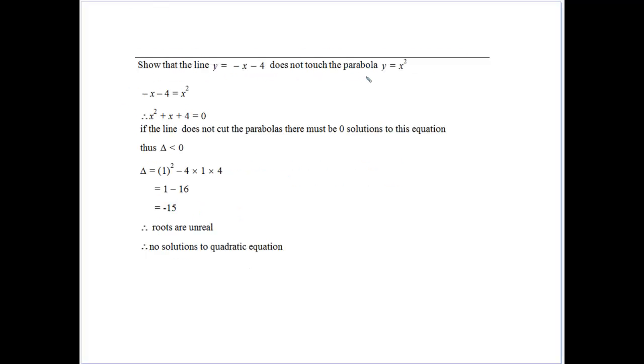Show that this line doesn't touch the parabola. Well, if it doesn't touch it, we solve it simultaneously and get this quadratic. If it doesn't touch it, then there must be no solutions. If there's no solutions, we get the discriminant less than 0. Let's find our discriminant, and we get minus 15 when we put all the values in, which means we get roots that are unreal, so no solutions to the quadratic equation. So that would make sense.